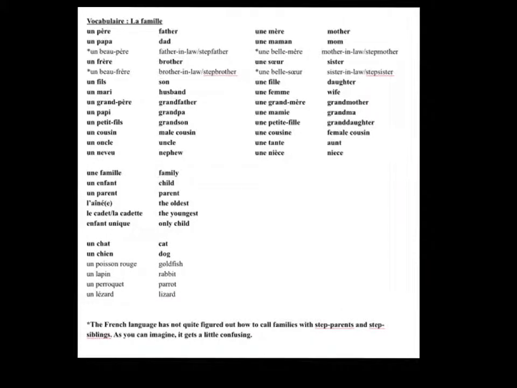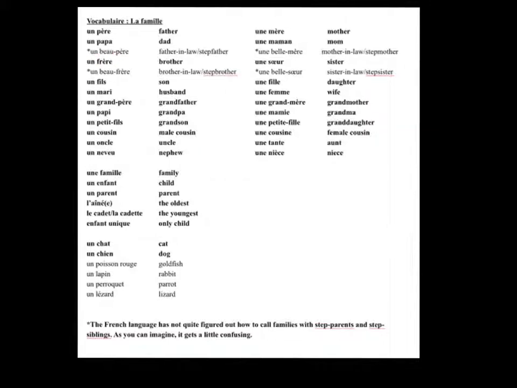So here we have our set of vocabulary. You already have this on your own, but just to go over it one more time, everything that is here, these are all the masculine words, and everything that is over here, these are the feminine equivalents. So we have un père, and next to it we have une mère. So you can kind of see how that works.